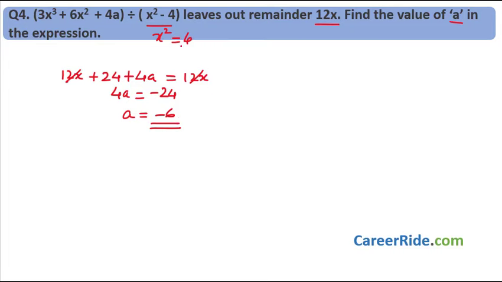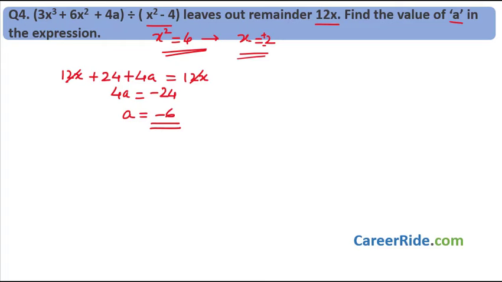But many of you may wonder, why did I not take x is equal to 2? Why did I not solve this further? x square is equal to 4 is what I had, but why did I not make it x is equal to plus minus 2? I did this because I wanted to avoid lengthy calculations. And how did I notice this? Because I noticed that the remainder given to me is 12x, right?